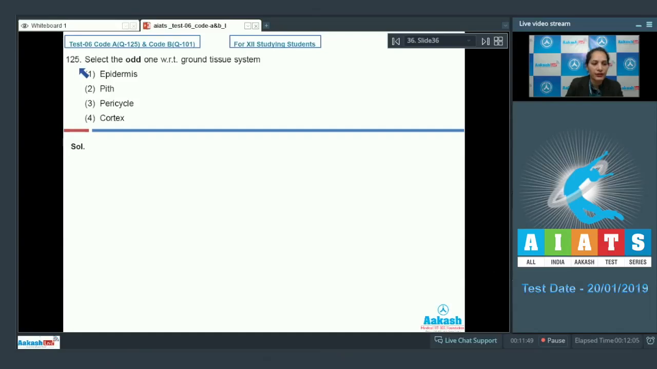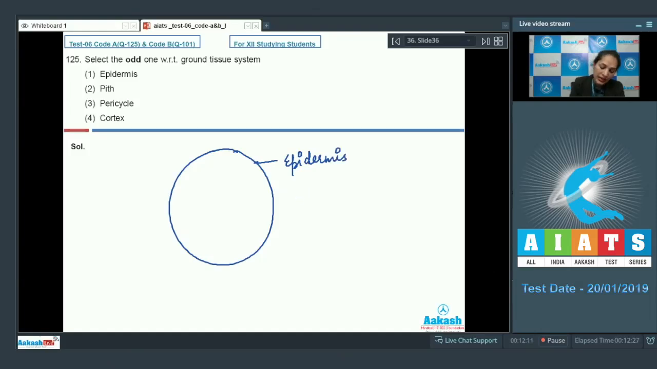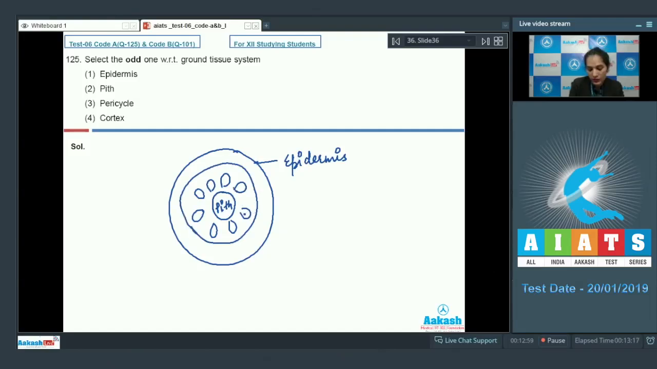Question number 125. Select the odd one with respect to the ground tissue system. First option, epidermis. Second, pith. Third, pericycle. Fourth, cortex. If you see the section of any stem, the outermost layer you can see is epidermis. And in the center, you can see pith. And here, you can see vascular bundles. And then pericycle.